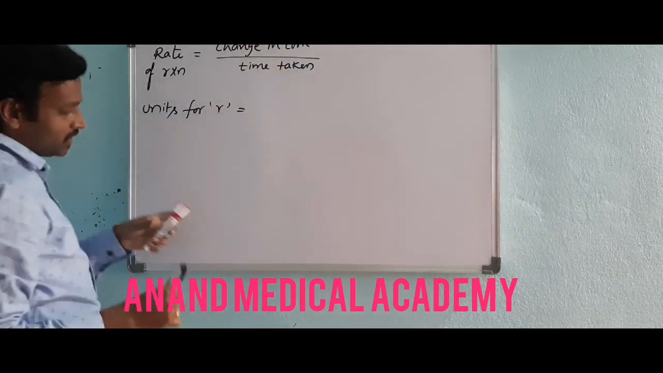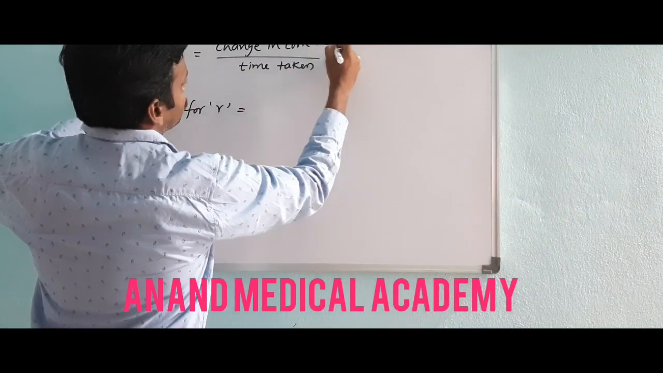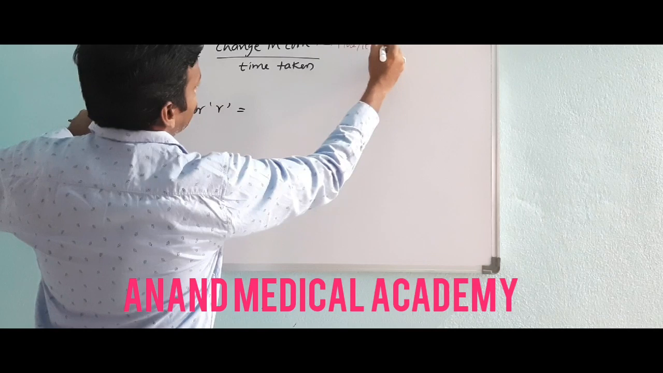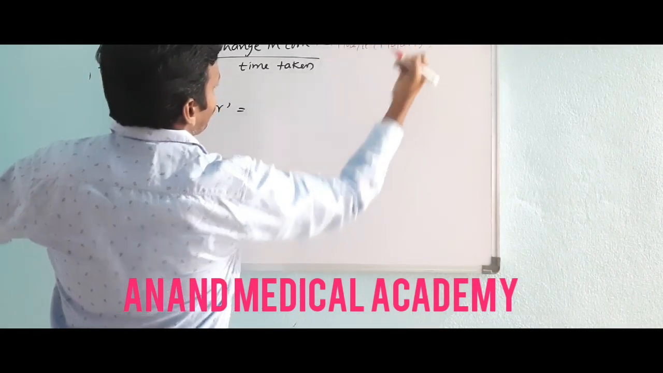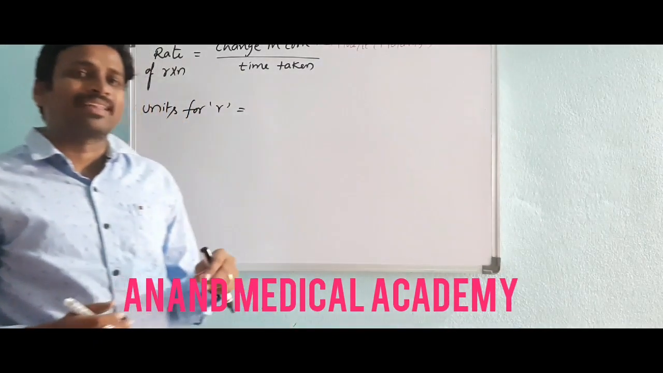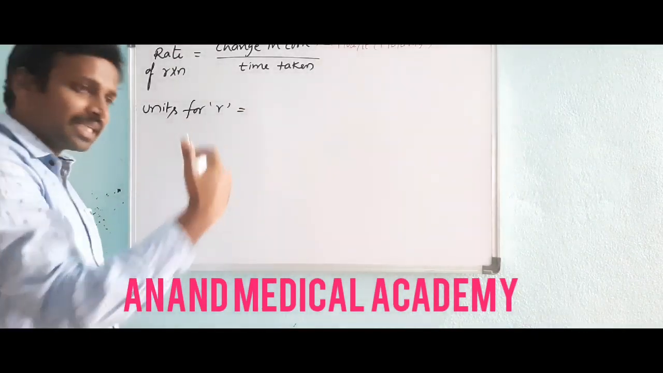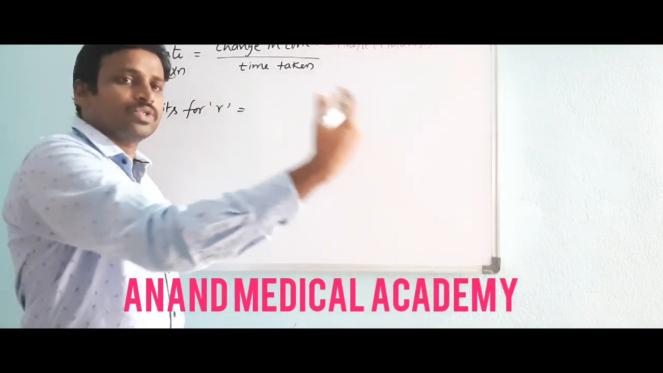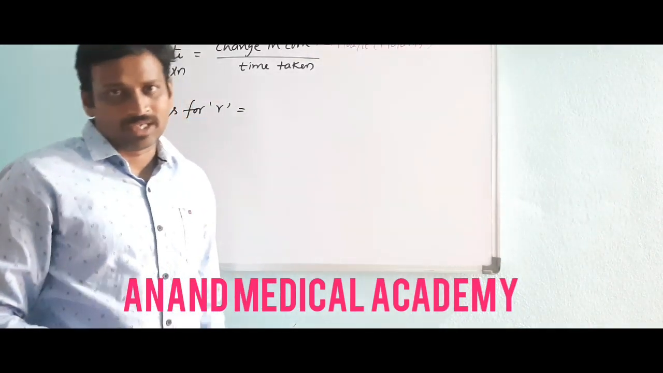So what is the change in concentration? See, always concentration change is in terms of moles per liter, that means in terms of molarity. So 0.5 M converted to 0.2 M, like that if they give. So reactants are converting into products from a certain concentration to another concentration. So 0.5 converted to 0.2 means the reactant concentration decreased.